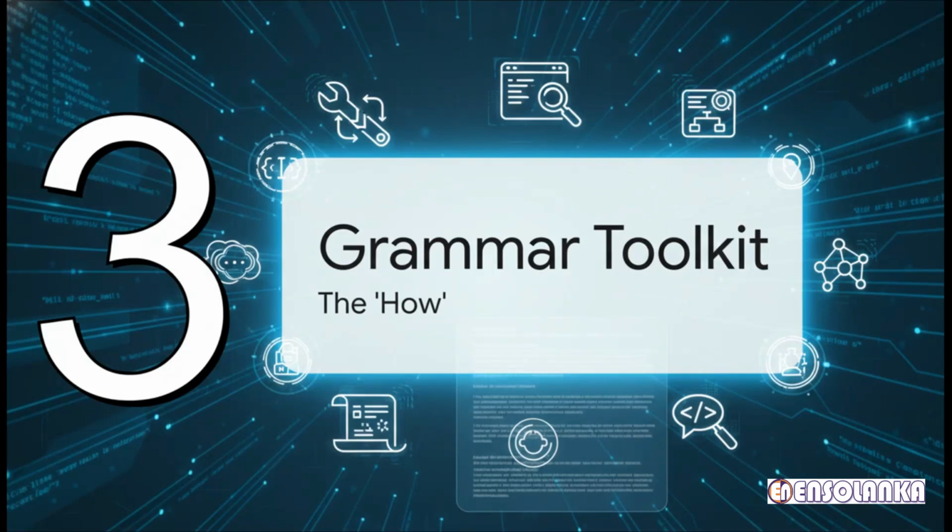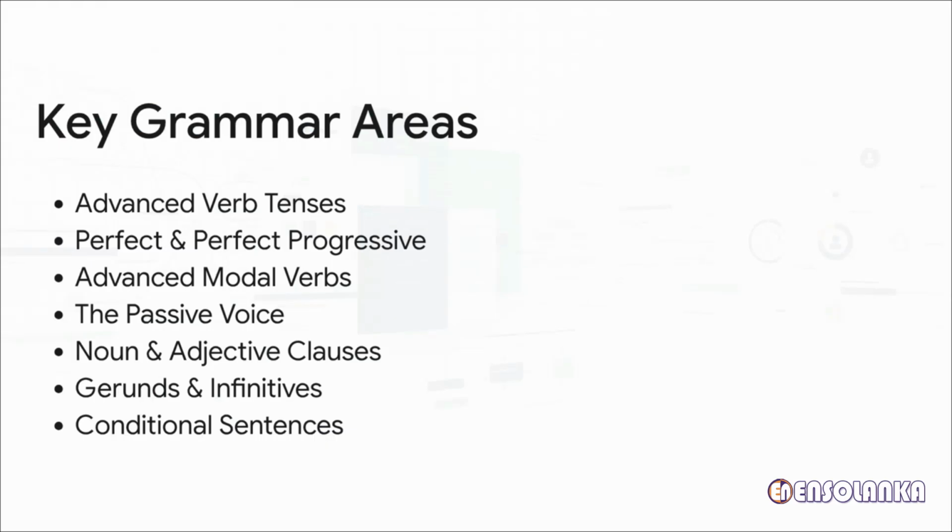All right, so let's pop open that toolkit and see what we've got inside. We're going to look at the how, the specific grammar structures that are really going to power up your professional communication. As you can see, we're covering some serious ground here. We're talking advanced verb tenses, the passive voice, which is absolutely essential for writing formal tech reports, and conditional sentences. You know, the if-then logic that's literally the backbone of coding. This is the engine of professional English.